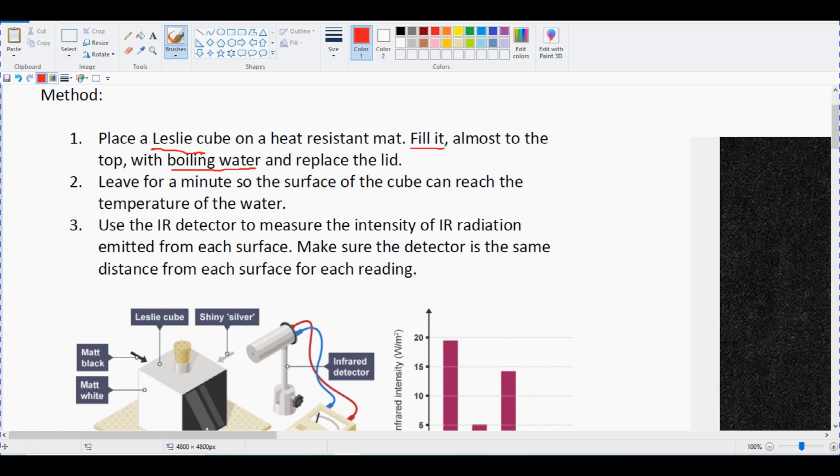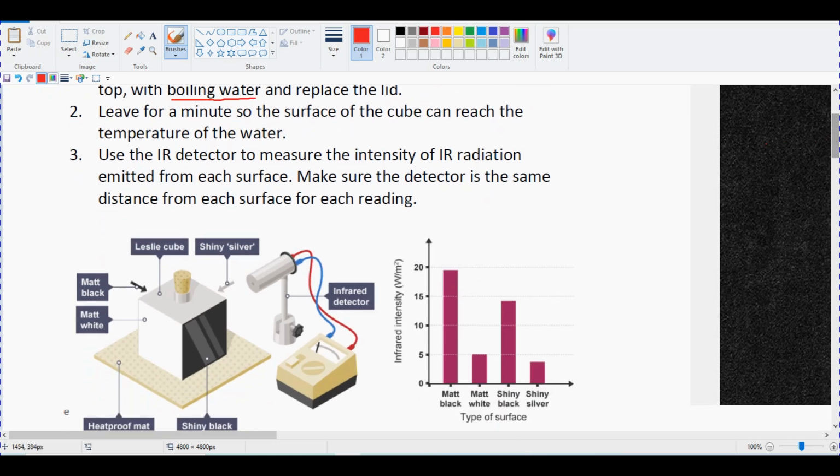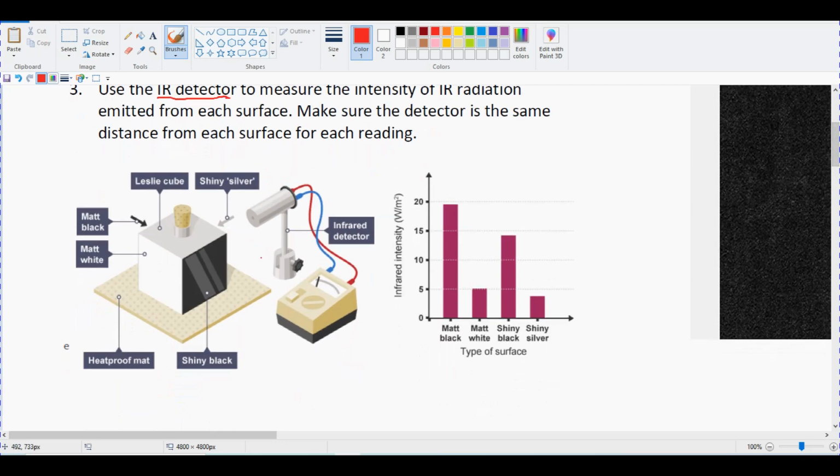Why do you need to leave it for a minute? Because you need conduction to make the temperature the same between the surface of the cube and the water inside. Then use the IR detector. IR is short for infrared. Use the IR detector to measure the intensity of IR radiation emitting from each surface. You just look at the figure and move this around, so you can detect the infrared radiation at a particular time from different surfaces.